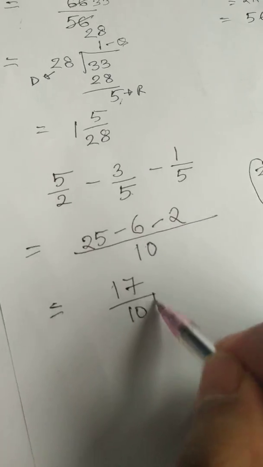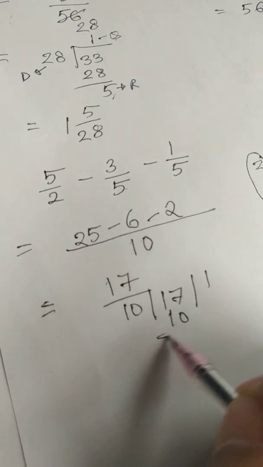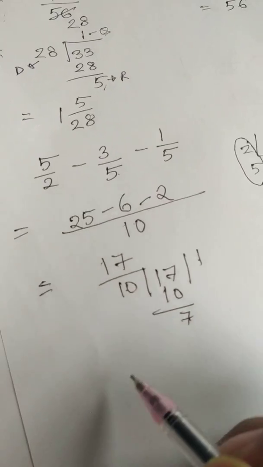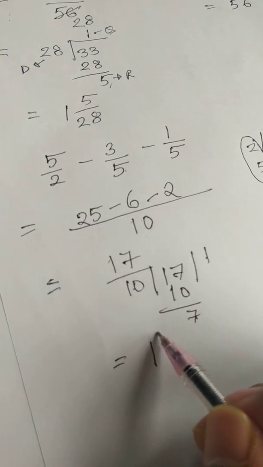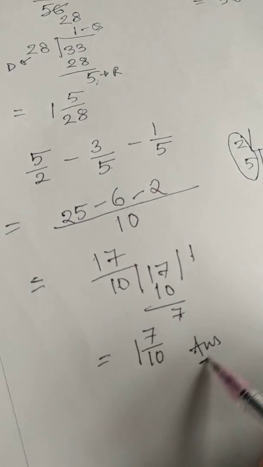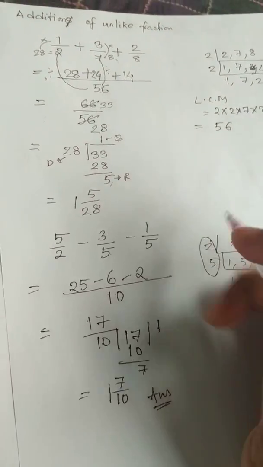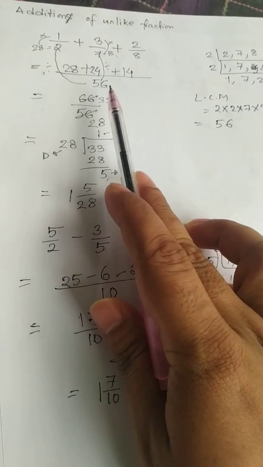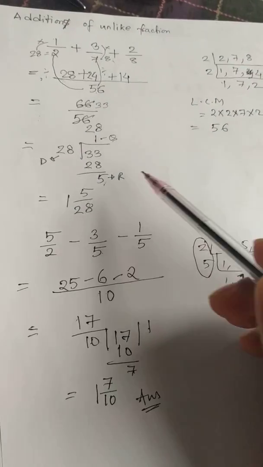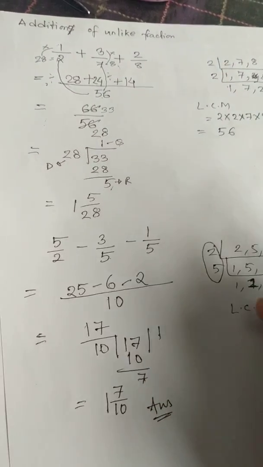Then we convert it into a mixed fraction. 10 ones are 10, remainder 7. So quotient, remainder, divisor. So we can write 1 7 by 10. So this is the answer. Okay, I hope it's clear how we can do addition and subtraction for unlike fractions. Next, I will show how to add or subtract mixed fractions.